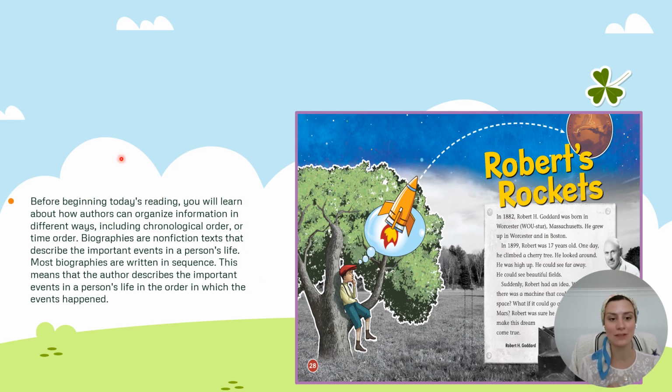Before beginning today's reading, you are going to learn about how authors organize information in different ways, including chronological order or time order. So biographies are nonfiction texts. That means that they are real. They describe the important events in a person's life. Most biographies are written in sequence. This means that the author describes the important events in a person's life in the order in which the events happened.